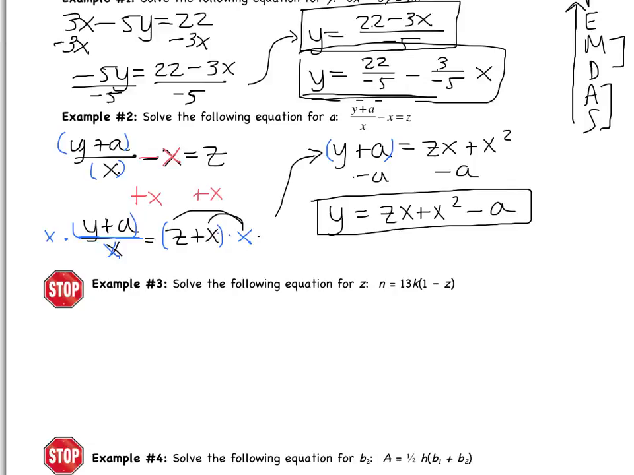Okay, so the first thing that I'm betting you did is you distributed that 13k on the right side, which is fine. If you did that, that's good. So you get 13k minus 13kz.